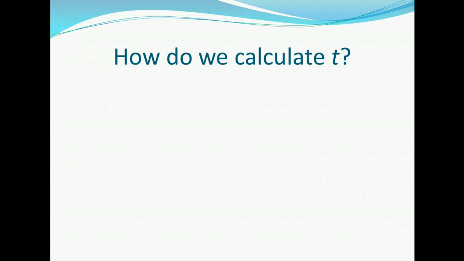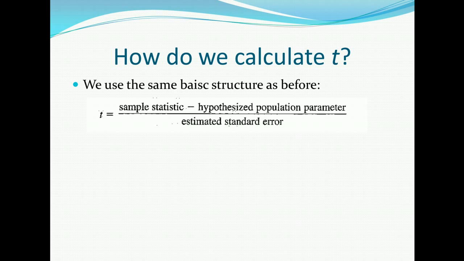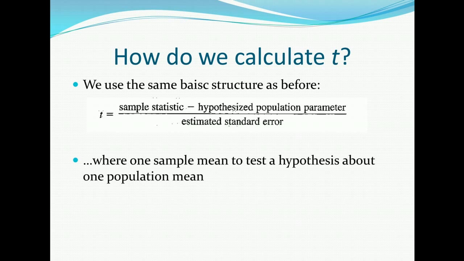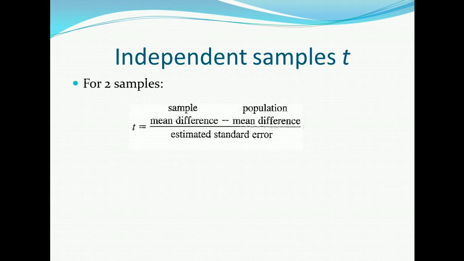So how do we calculate our T? Same basic T structure as before, sample statistic minus hypothesized population parameter. So that's whatever you ascribe in your hypothesis. In our case, or most cases, it's 0, the null. And then over the estimated standard error. So where one sample mean is to test a hypothesis about one population mean, now we have two sample means. So an independent samples T for two sample means is the sample mean difference minus the population mean difference over the estimated standard error.